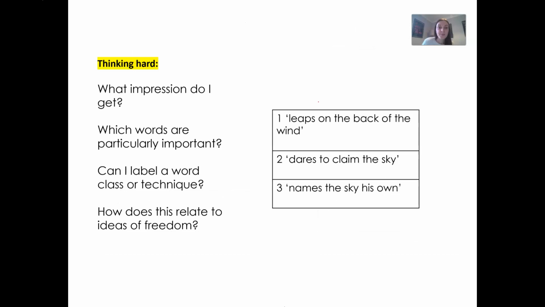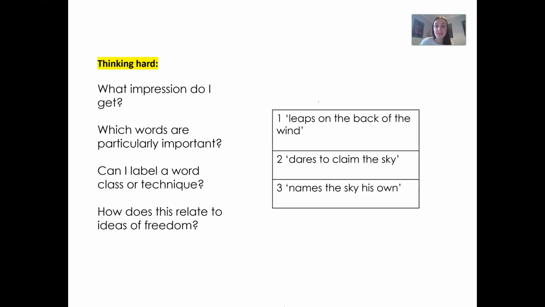Okay, so before I can go on to write about this poem, I have to investigate the language a little bit further. Now, I know that you guys can do this. You will have practiced this lots of times in English. So let's talk through one method of analysing language. I'm going to use my thinking hard task to investigate the 3 quotations I have chosen. I'm going to be looking at them and asking, what impression do I get? Which words are particularly important here? Are there any techniques or word classes that I can label? How might this relate to the idea and concept of freedom?